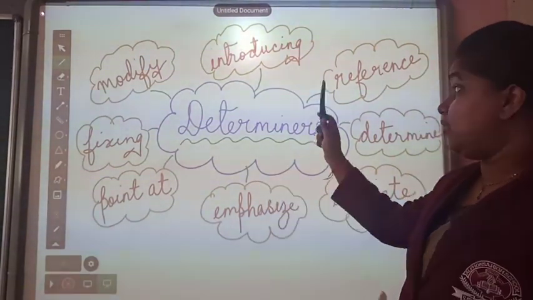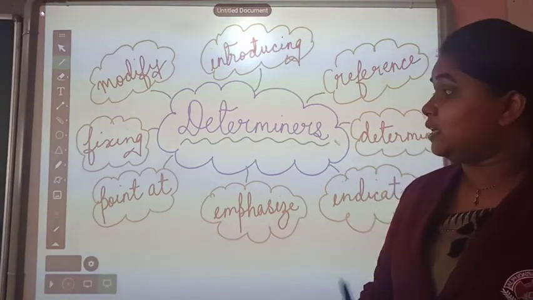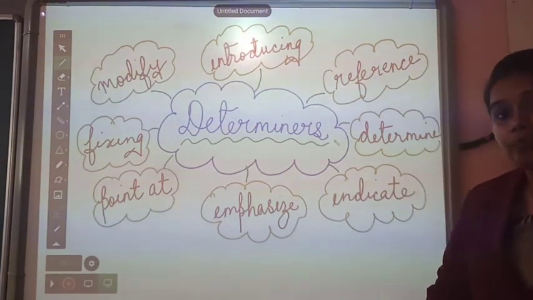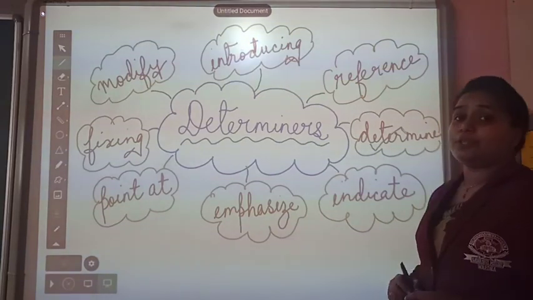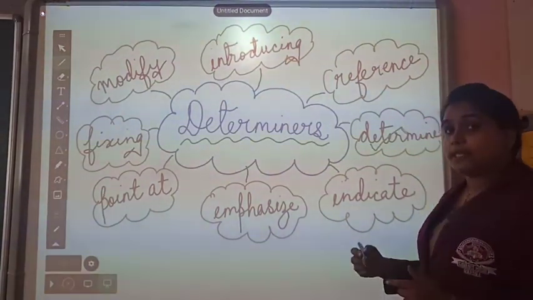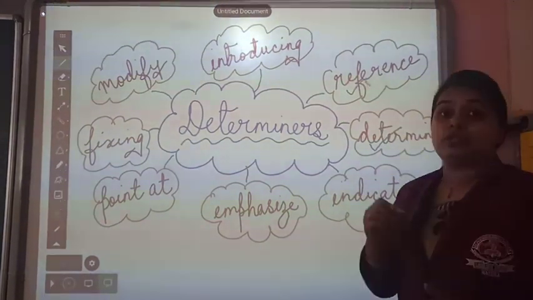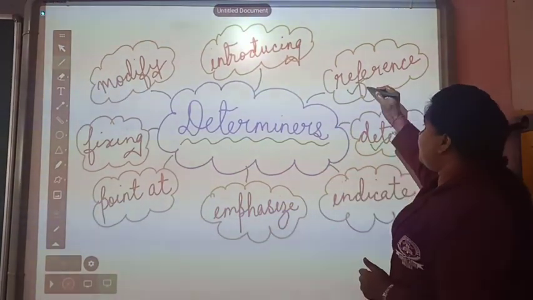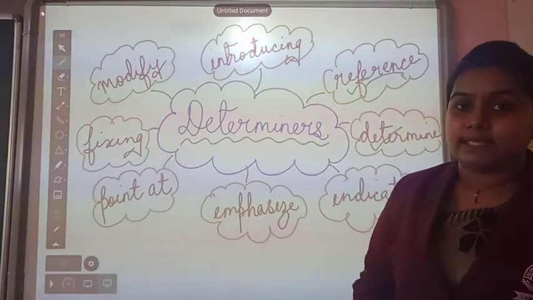Let us read one by one and understand what determiners are. They are going to help us make the topic more clear. The first one, determine. It helps us to determine the object, in the sense that it helps us to know the nouns which we are referring to. It gives the reference to the nouns which we talk about in our sentences.